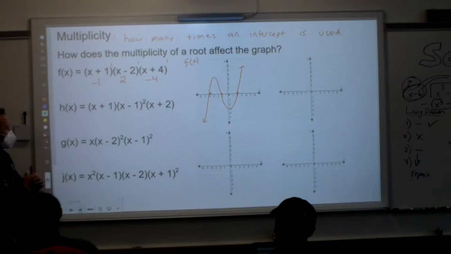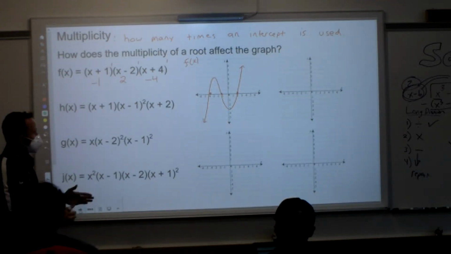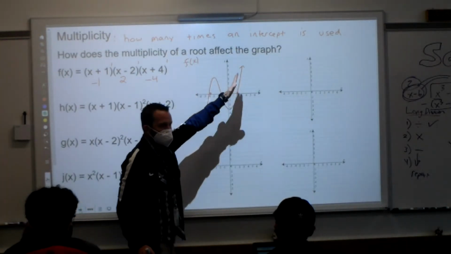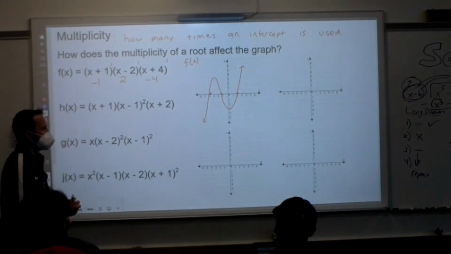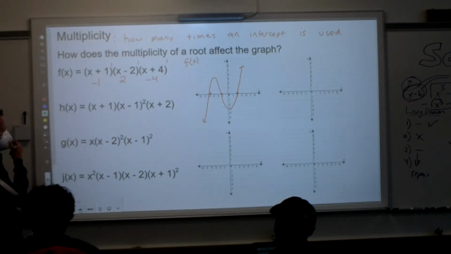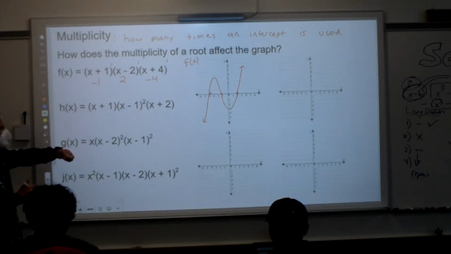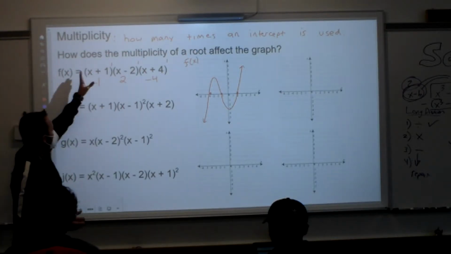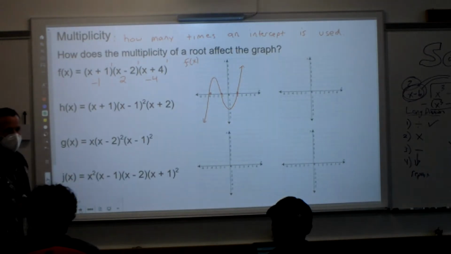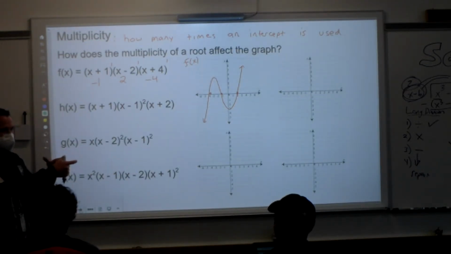So what happens at an x-intercept when the multiplicity is 1? Well, it just crosses through like that, right? No problems. Now, someone might say, how would we know that this was going to be an S-curve? And what I would say is you would need to take this and multiply it out. Does that take a lot of work to multiply out 3 binomials? Yeah. So can I teach you a shortcut?